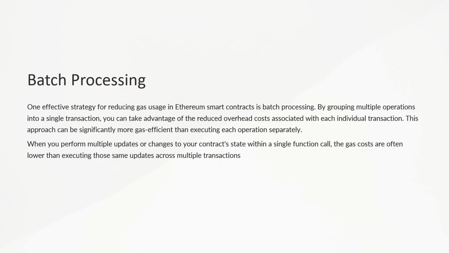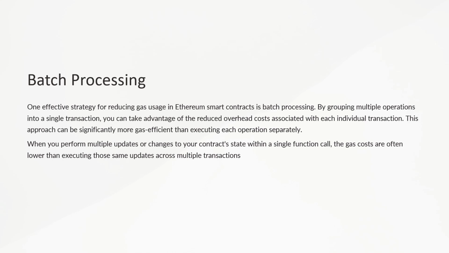Another effective strategy for reducing gas usage in Ethereum smart contracts is batch processing. By grouping multiple operations into a single transaction, you can take advantage of the reduced overhead cost associated with each individual transaction. This approach can be significantly more gas efficient than executing each operation separately. When you perform multiple updates or changes to your contract state within a single function call, the gas costs are often lower than executing those same updates across multiple transactions.